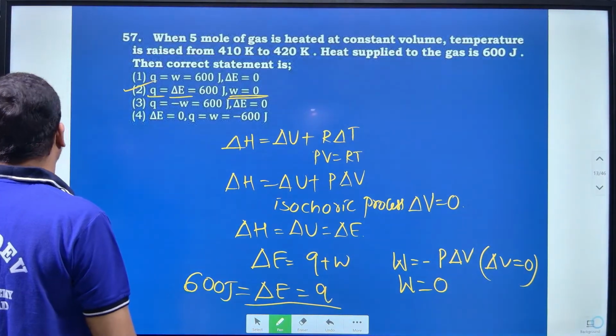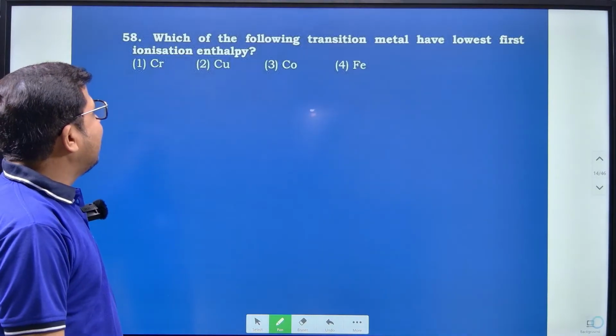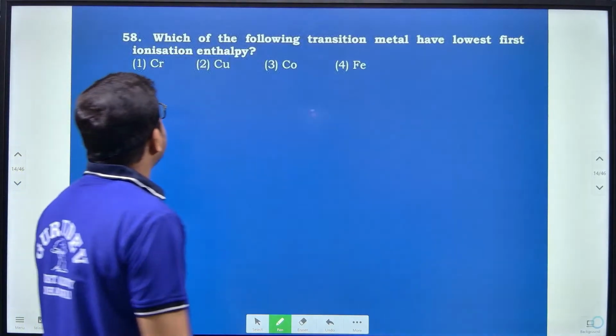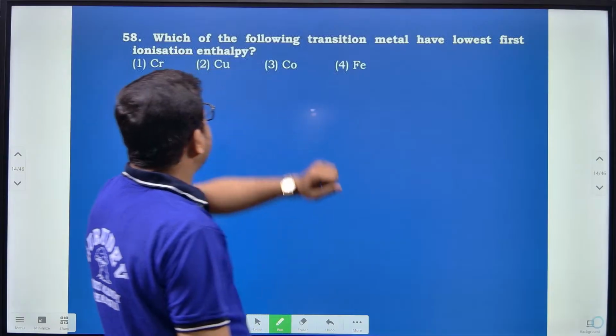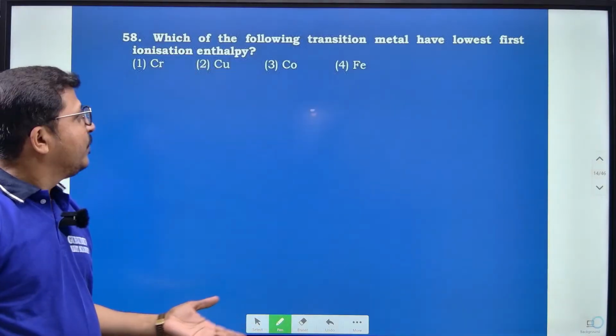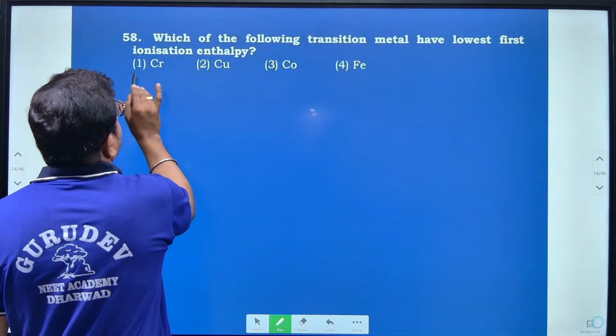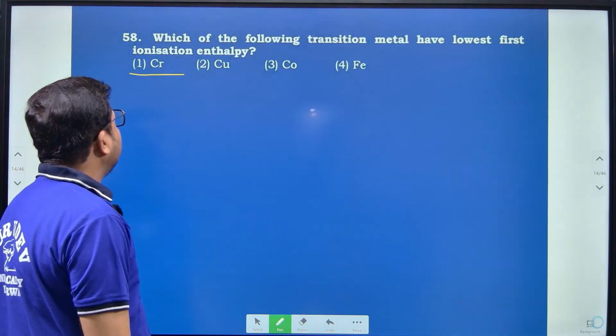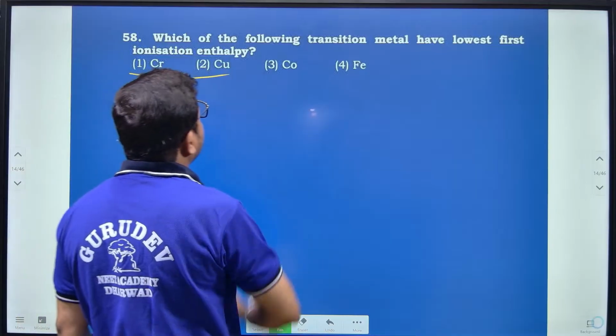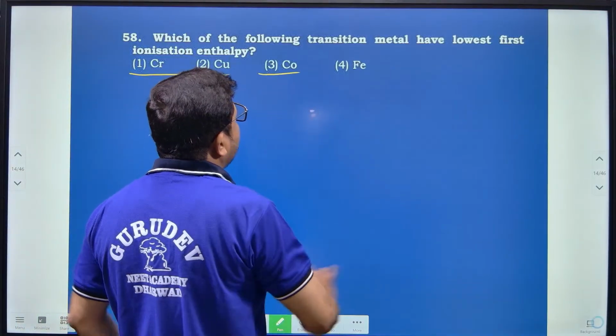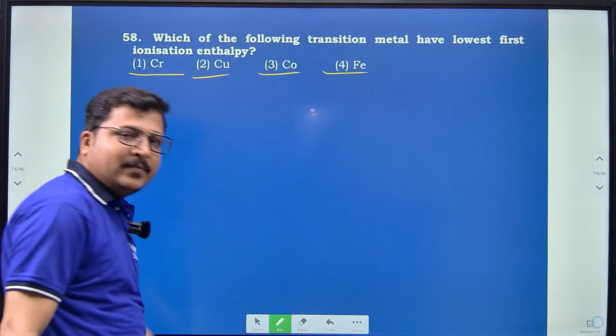Next, move to the next question. Which of the following transition metals has the lowest first ionization enthalpy? Simple. Here they have given four d-block elements: option 1 chromium, option 2 copper, option 3 cobalt, option 4 iron.